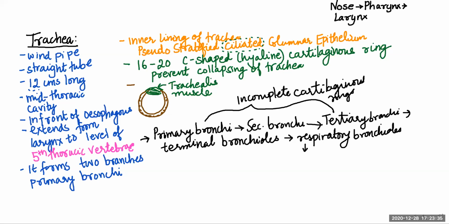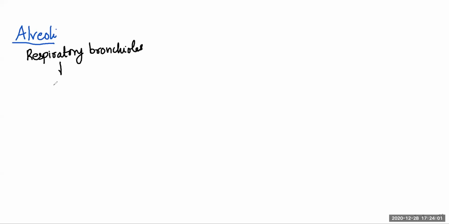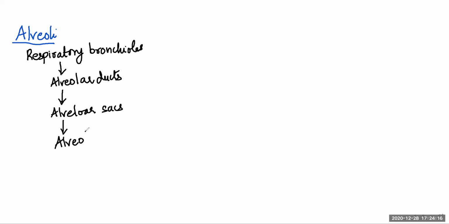Okay, so we move on. In the next category, we are going to talk about the alveoli, the most important aspect in human respiration. So, what are alveoli? To understand alveoli: respiratory bronchioles will branch into what? Will branch into alveolar ducts. Alveolar ducts will have what? Alveolar ducts will have alveolar sacs, and alveolar sacs will have individual spherical parts called alveoli.